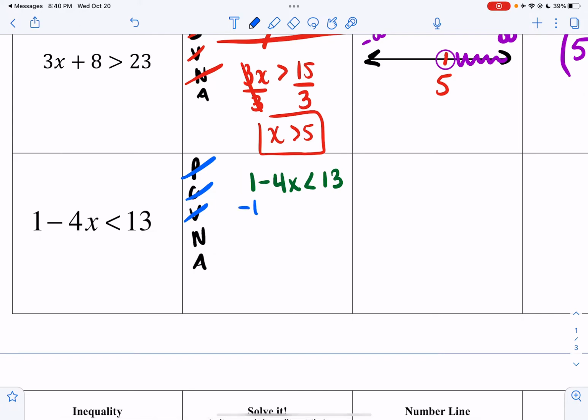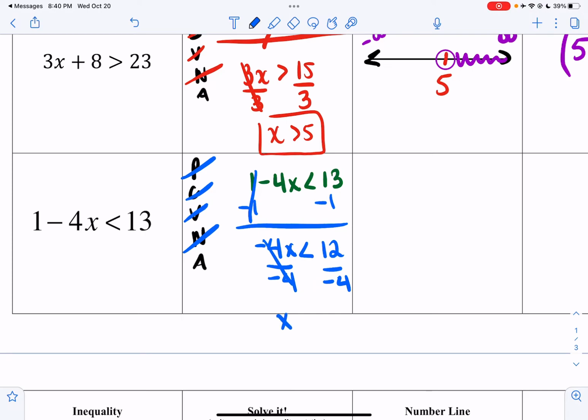So I'm going to subtract 1, and I get negative 4x less than 12. Now I need to divide both sides of my inequality by the number attached to my x. So I'm going to divide both sides of my inequality by negative 4. So I divide by negative 4, I get x. 12 divided by negative 4 is negative 3.